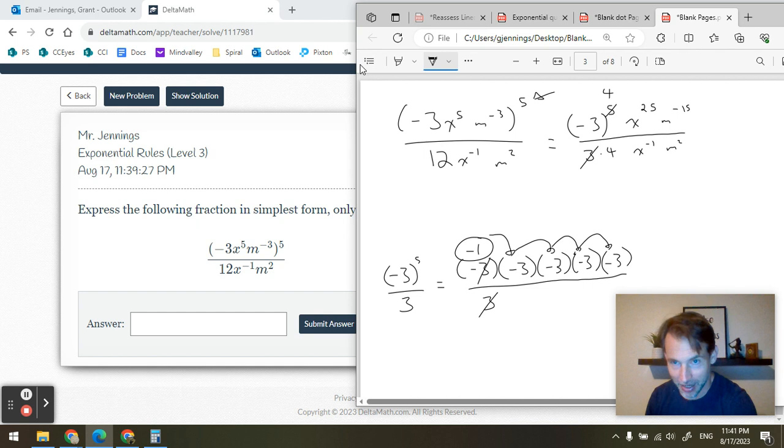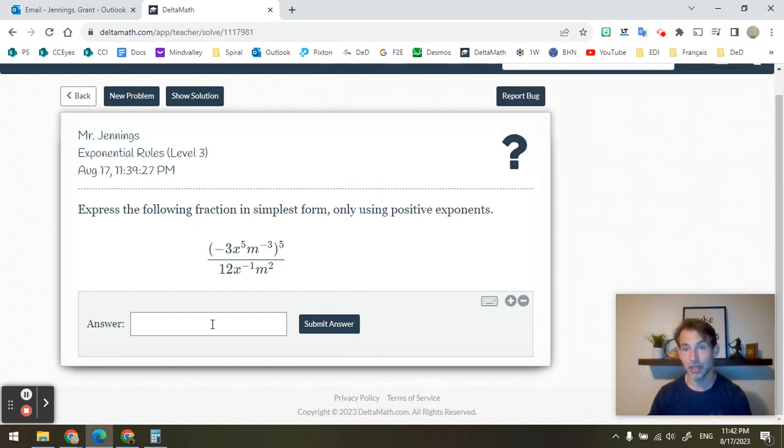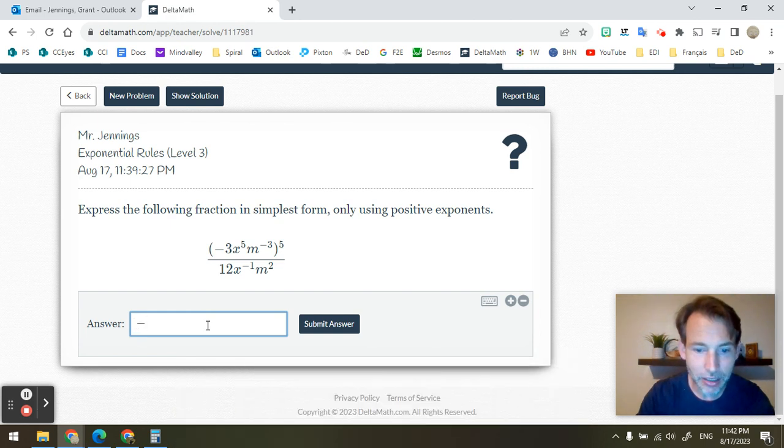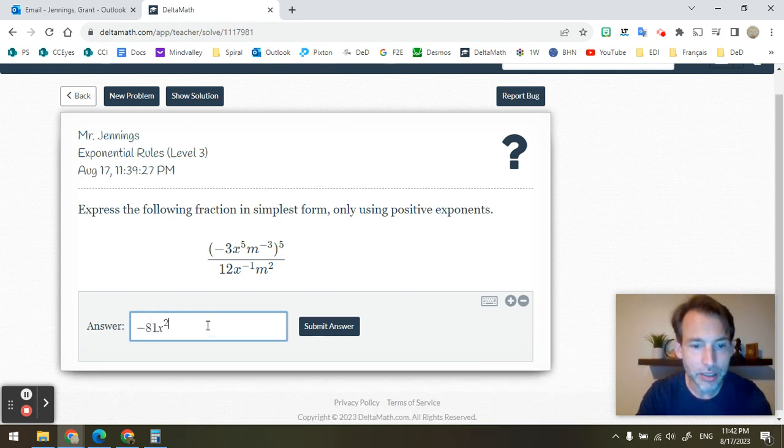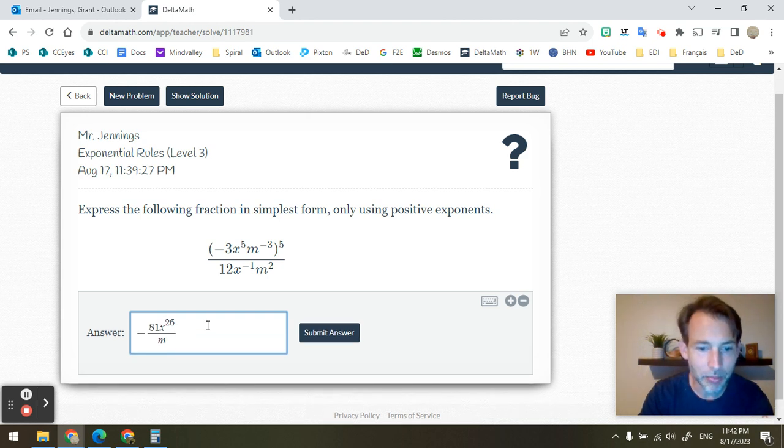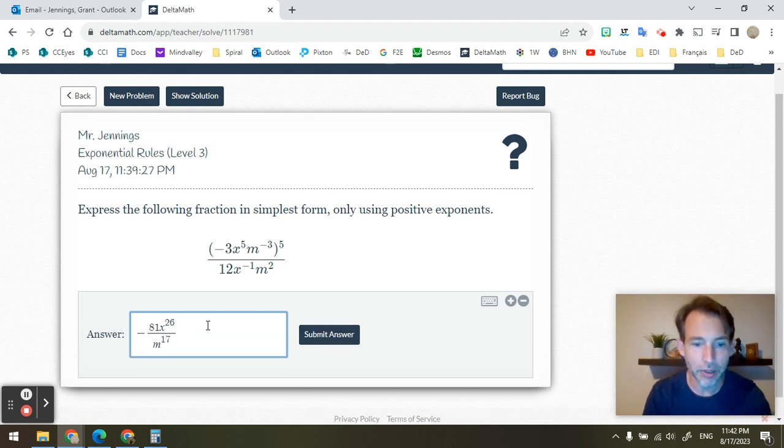Okay, so that is to say that we end up with negative 81 up there, like we did in the problem I did earlier. X to the 25 minus minus 1 is x to the 26, not 24. Okay? And m to the minus 15 divided by m to the 2, that's in total a set of instructions saying divide by 17 copies of m, and multiply by 4 on the bottom. So negative 81, x to the 26, divided by m to the 17. I almost forgot that 4 again. There.